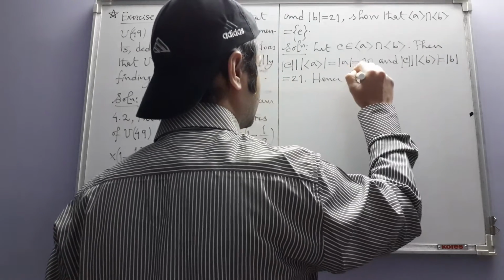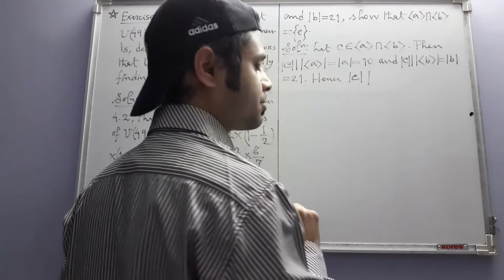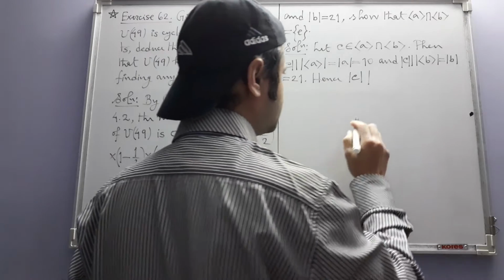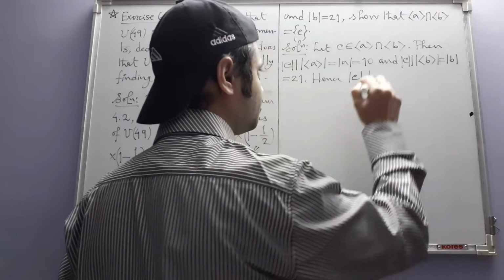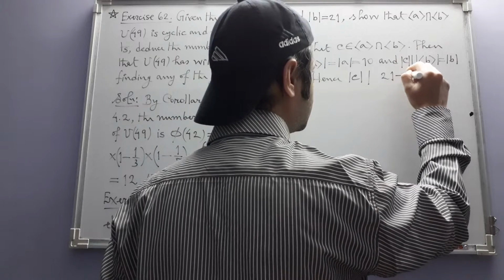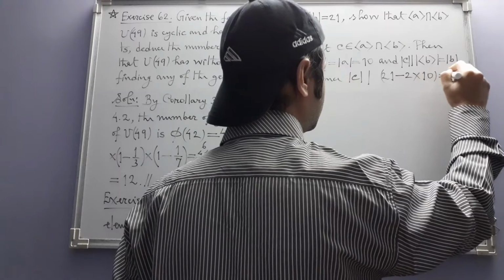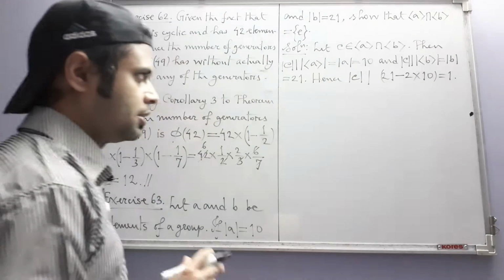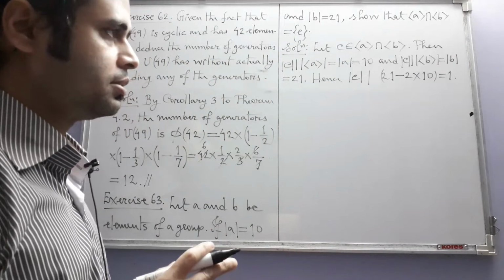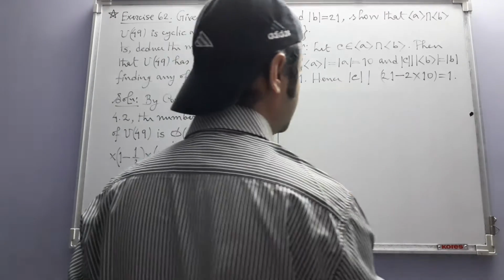Hence, the order of C divides 21 and it divides 10. So by elementary properties of divisibility, it divides 21 minus 2 times 10, which is nothing but 1.